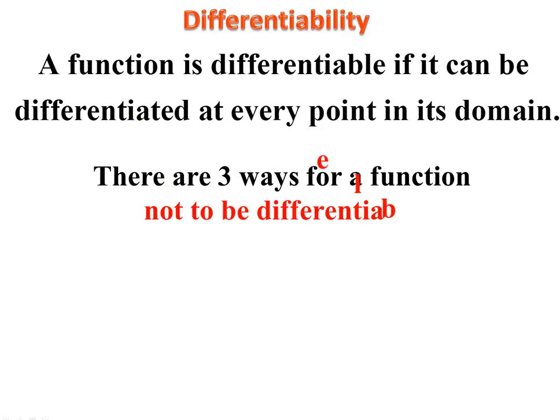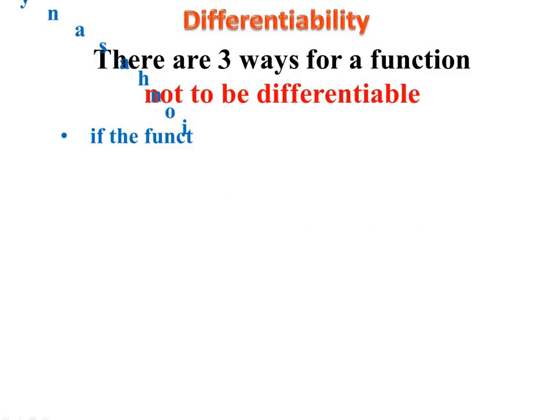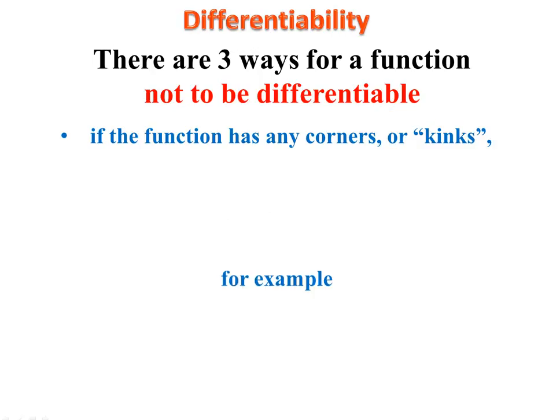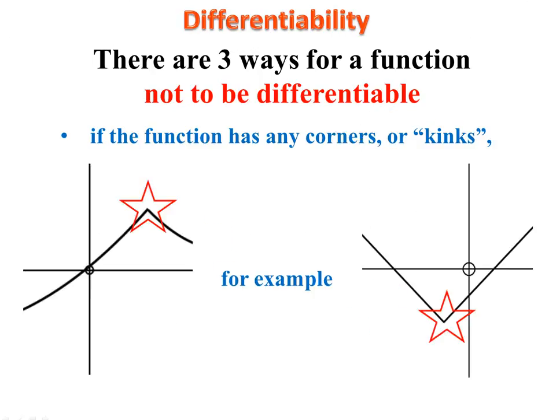There are three different ways to look at it informally from the graph. First of all, as the absolute value, if you have corners or kinks. There we are, like that. I wouldn't like to sit there. I would hate to bump my head on that. So if we see that's the case, let's illustrate this.